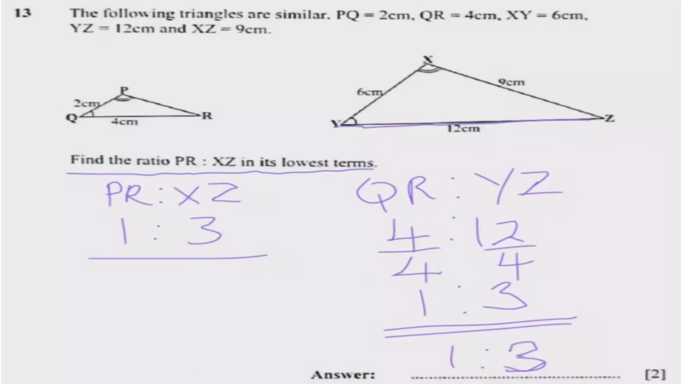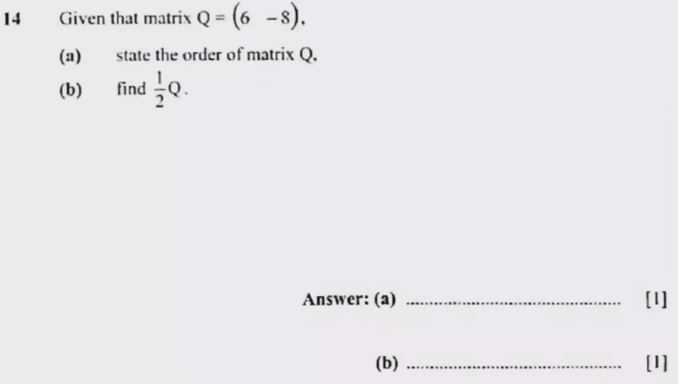Let's go to the next question. We come to question 14, which is: given that matrix Q is equal to 6, negative 8.